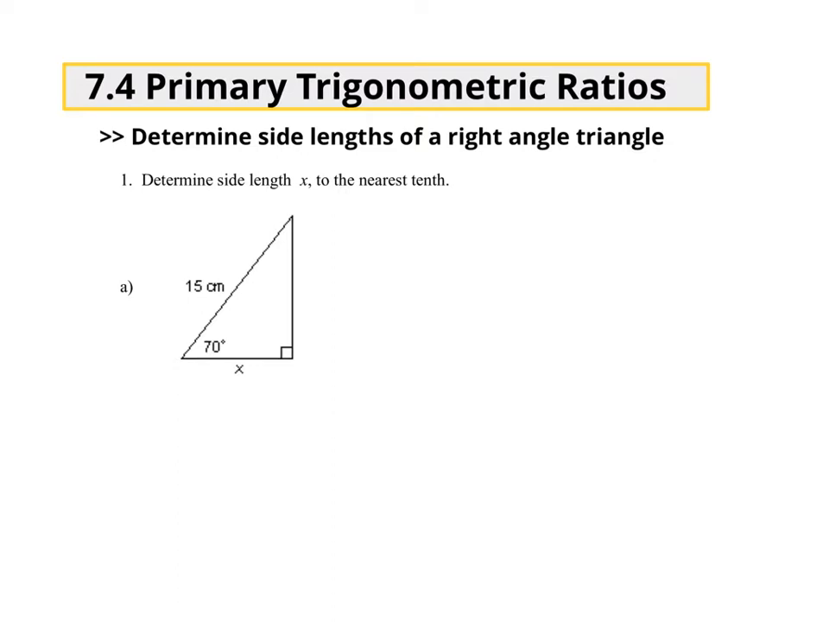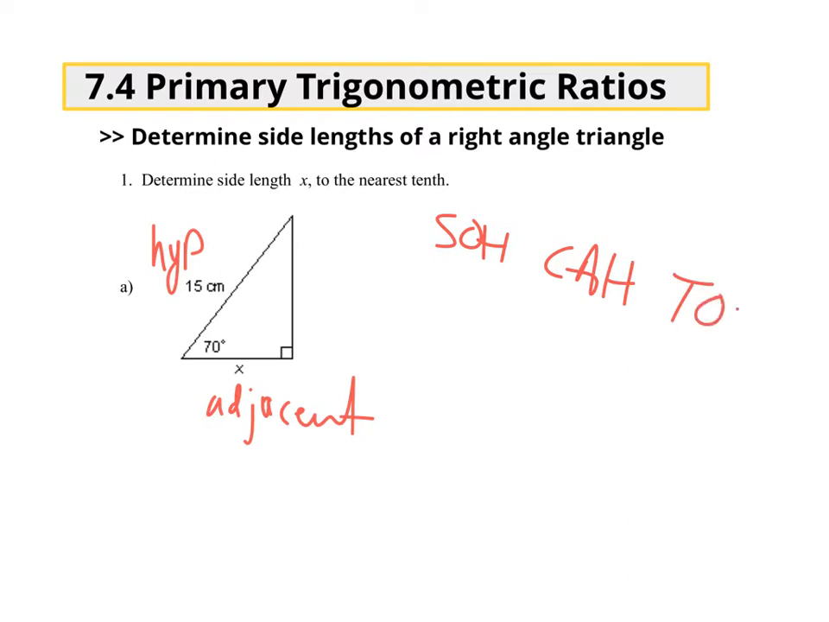The base length of x is what we need to find, and we see that the hypotenuse is 15. So step one, we need to label our sides. So 15 will form the hypotenuse. Side x is adjacent to the 70 degrees. And then we consider the ratios of sine, cos, and tangent.